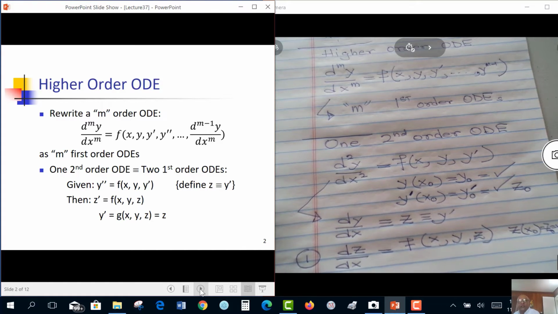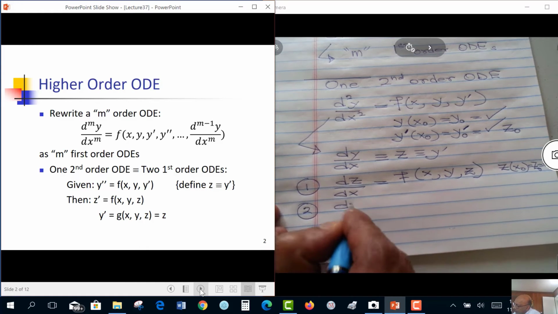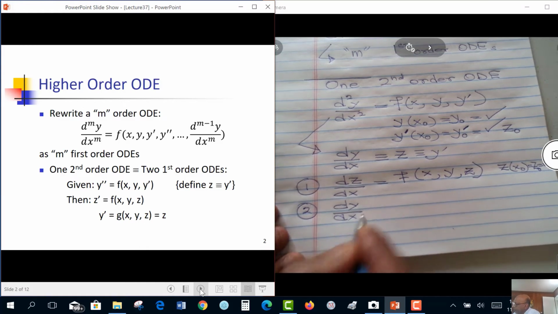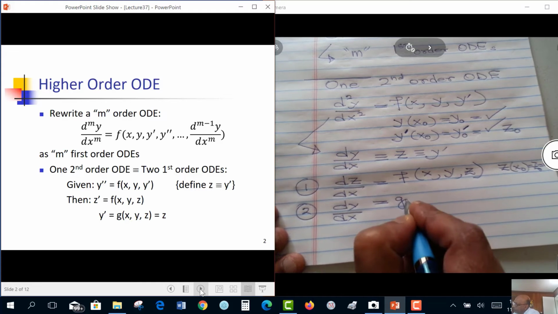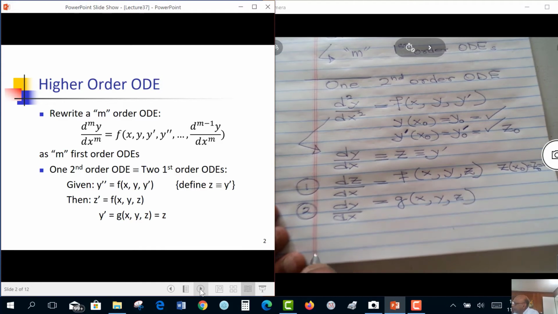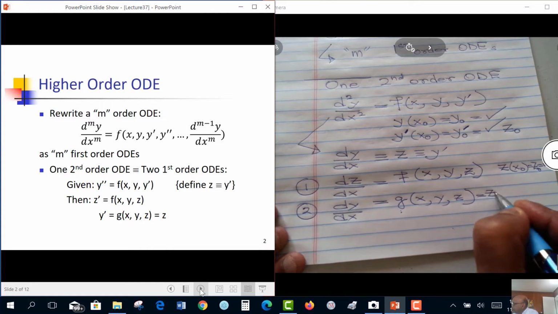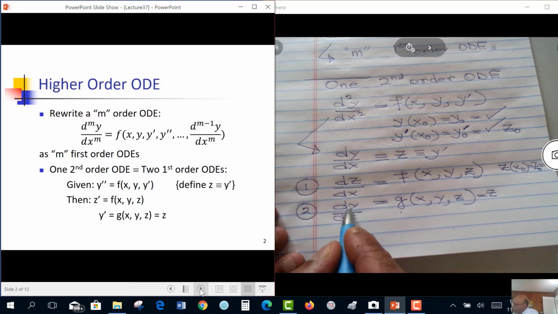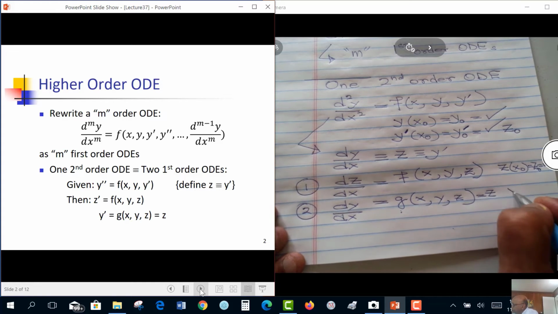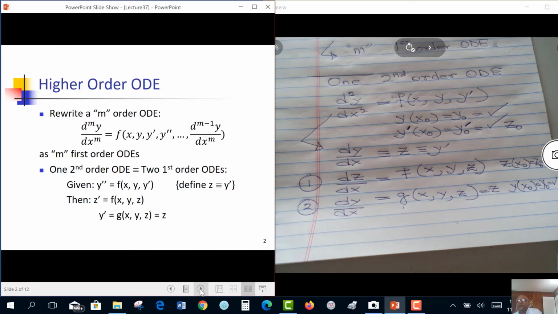What's our second equation? Our second equation is dy/dx is, remember, it could be a function g of x, y, z, right? But we know this function. This is just z. And as far as dy/dx is concerned, we also know the corresponding initial condition. y at x0 is y0.